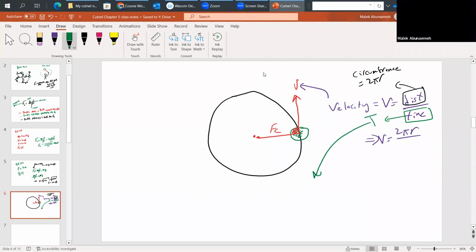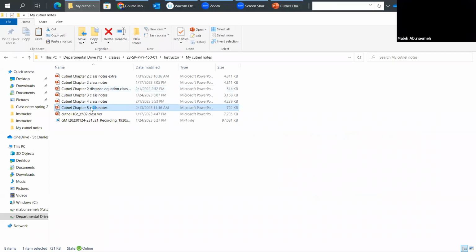So how much time for one round? It is the time for one circle, or we can call it a revolution. So your v equals 2 pi r over T. T is the same as the time, it's still in seconds, but it's the time for one circle. How much time does it take to go around one circle? So let's go ahead and look at this example that we have.